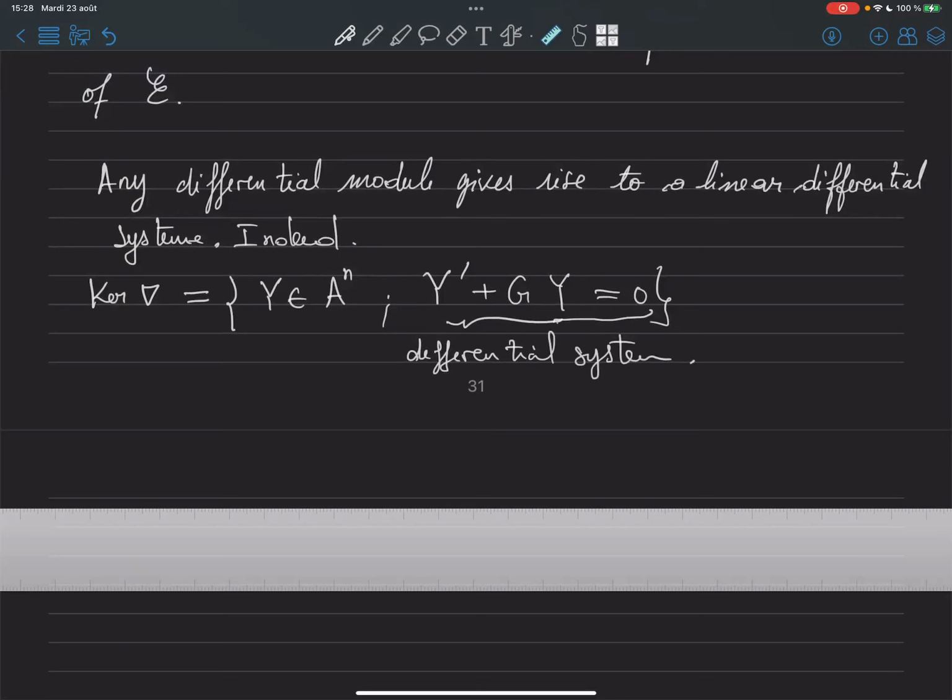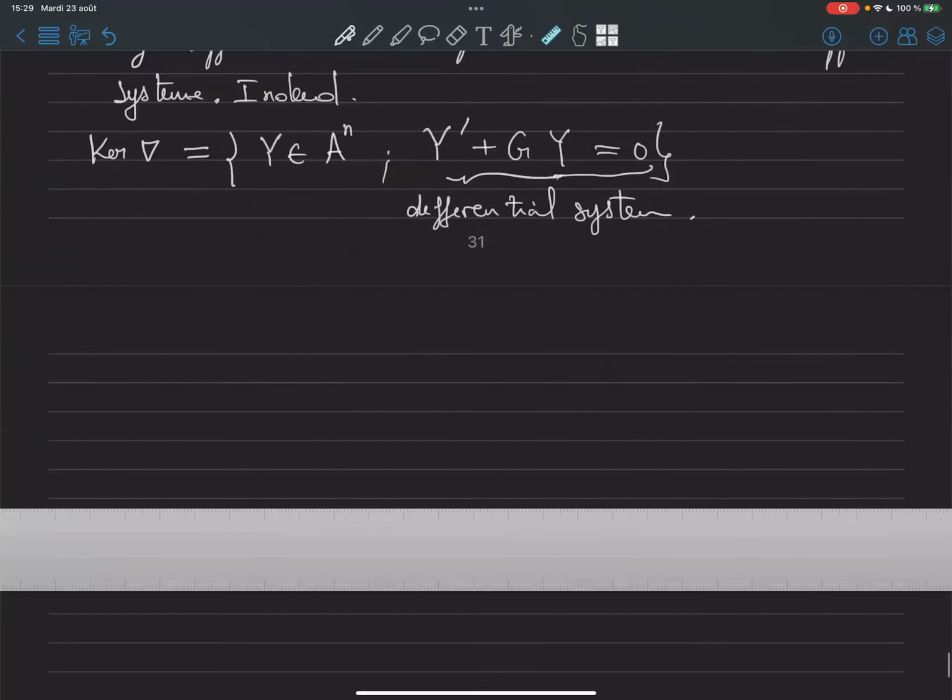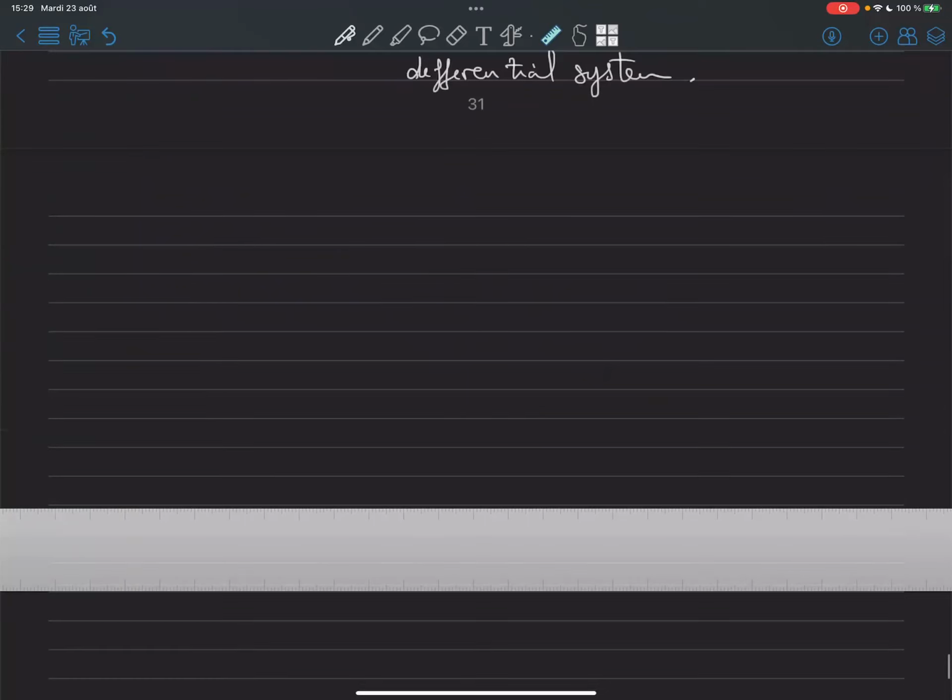And the differential modules define a category for which we will define their morphisms. And for example, we can construct the dual of a differential module. If we consider the set of linear maps between differential modules, then we can equip it with a structure of differential module. Then we see all the operations that we can do with differential modules.